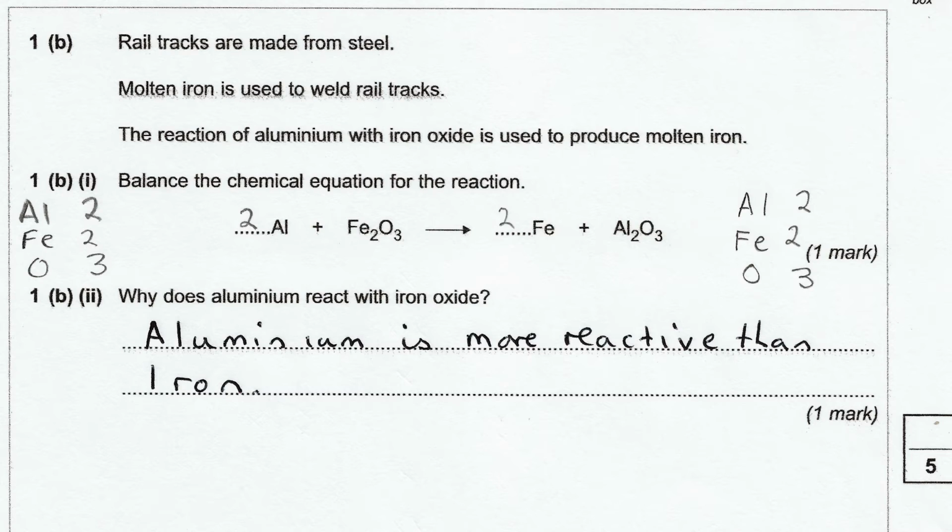Okay, 1B2. Why does aluminium react with iron oxide? This is actually quite simple. Aluminium is more reactive than iron. When you look at the reactivity series of metals, aluminium is above iron, therefore you're going to get a displacement reaction. That's all we need to put in there. If you wrote a displacement reaction, you would have got the mark.